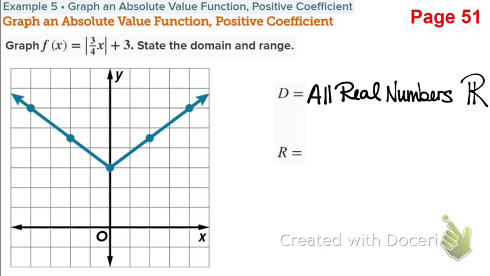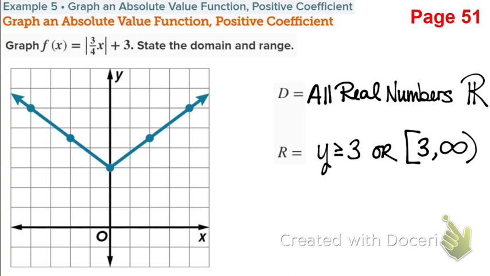What about my range? Am I still scanning left to right? For range, I want to scan which way? Up and down. What do you notice about this graph when you look at it from up and down? Does it have a lowest value? Does it have a highest value? What is the lowest it ever goes? 3. All the other y values are bigger or smaller than that? Bigger. So my y values are greater than or equal to 3. Or you can write this using interval notation. You could say 3 is my smallest, my minimum. It has no biggest. It goes to infinity.